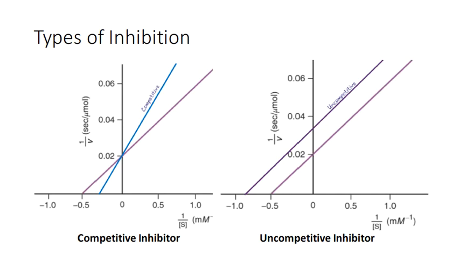To sum it up, when you see an uncompetitive inhibitor, expect to see parallel lines with a decrease in both the Vmax and the value for Km.